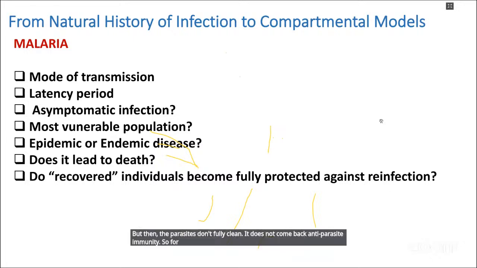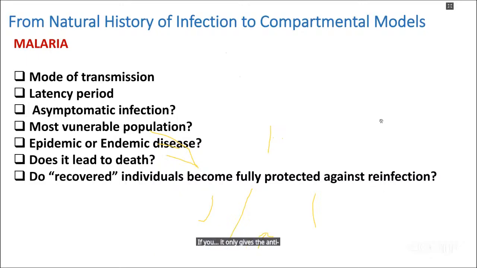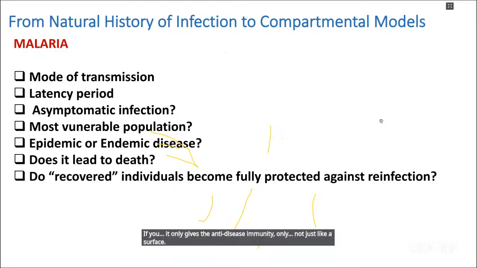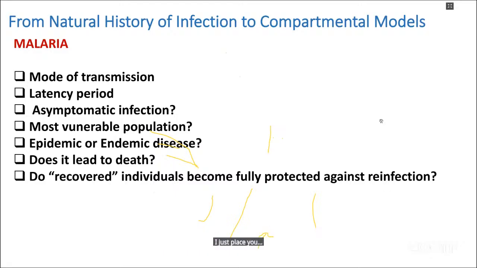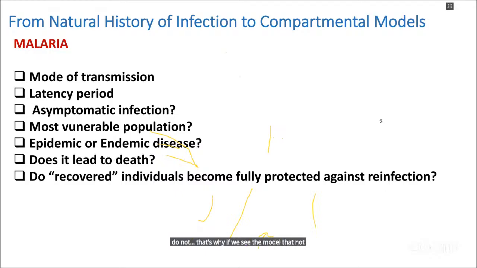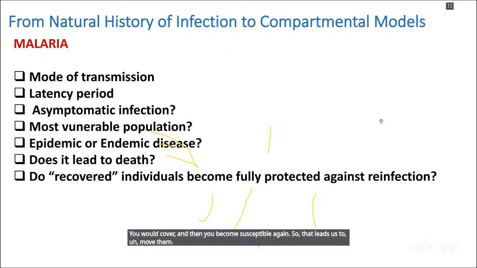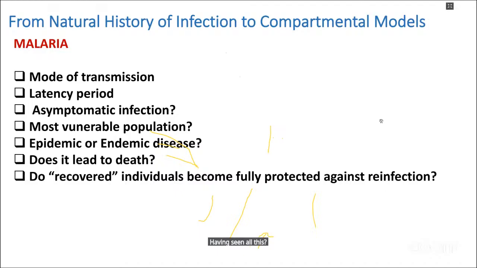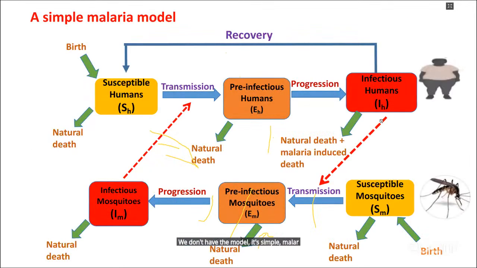It does not confer anti-parasite immunity. So for PF malaria, it only gives the anti-disease immunity, just like a surface that clears the fever, the symptoms. And so that is why most times when you recover from PF malaria, you become susceptible again. That's why in the model that Prof presented, we did not have an explicit R class where we keep people, because we know that for PF malaria, you recover and then you become susceptible again. So that leads us to our simple malaria model, which captures many of those things.